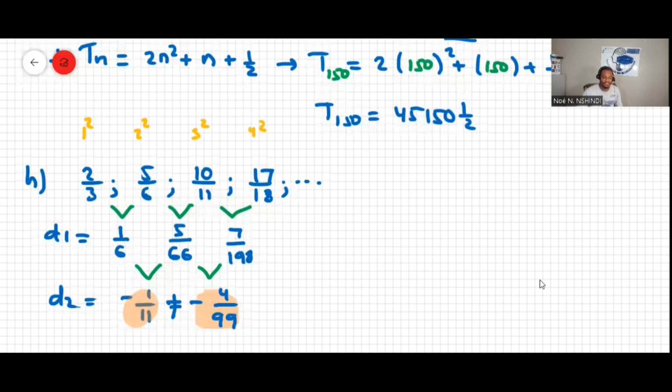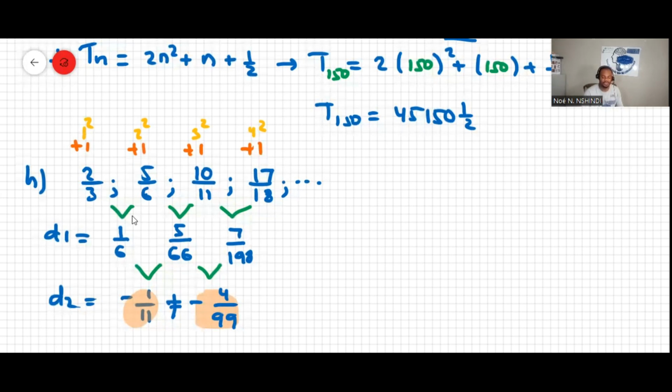Now if I add 1 to this 1 squared, I'll get 2, because 1 squared plus 1 is 2. And if I add 1 here, it gives me 5, because 2 squared is 4 plus 1 is 5. If I add 1 there, we have 9 plus 1 is 10. If I also add 1 over here, that makes 16 plus 1, that's 17. So at the numerator, we have square numbers plus 1.